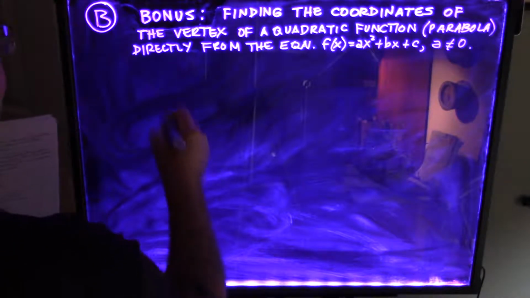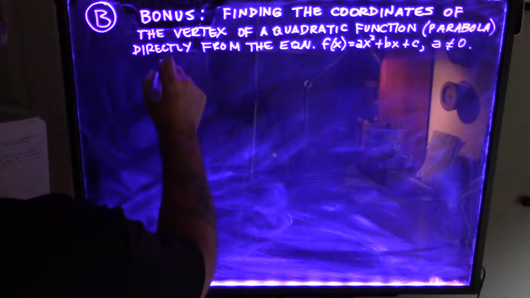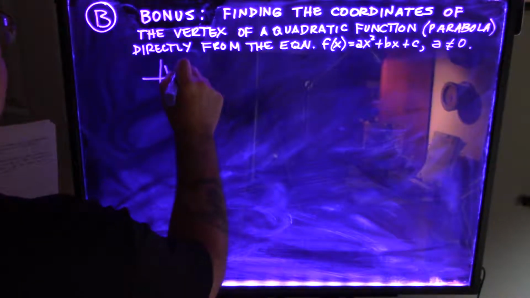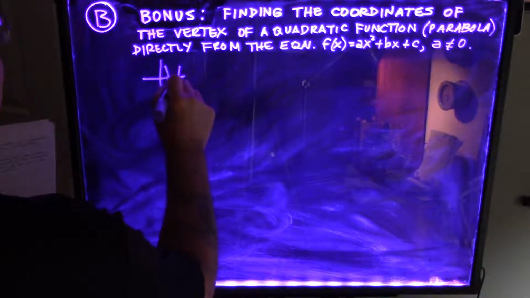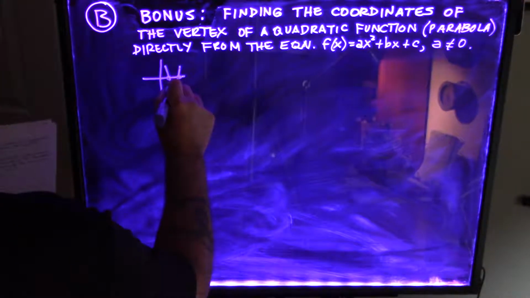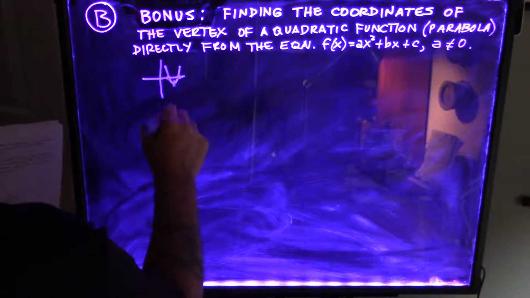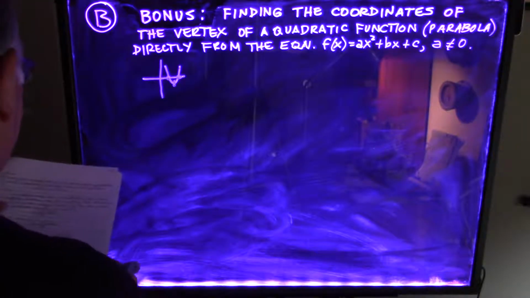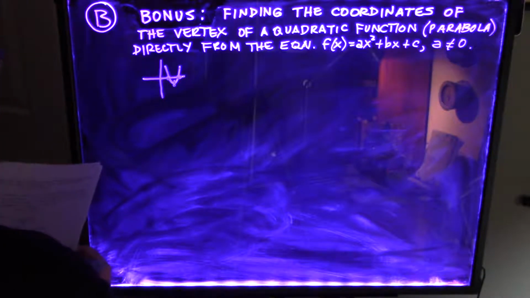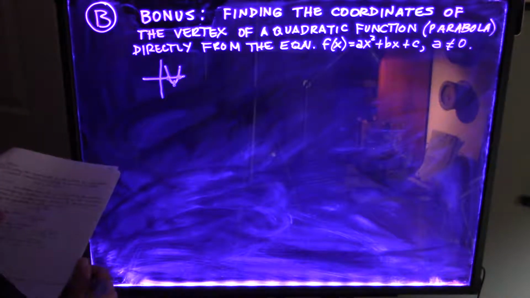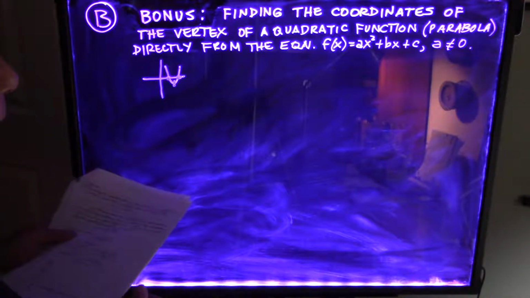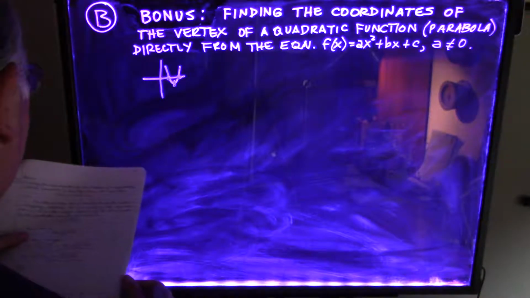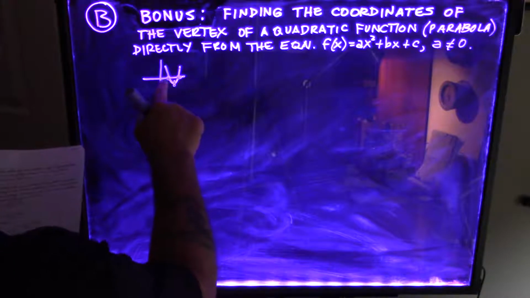Okay? Here's your two roots there, and the x-coordinate of the vertex is halfway between the two roots. Okay? Another way of putting that is it's the average of the two roots, or the mean. Remember the mean? That's the usual average we think of. It's the average of the two roots.